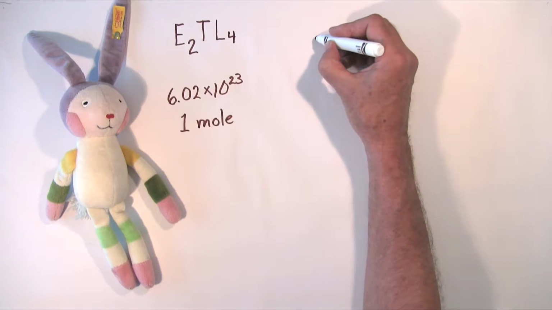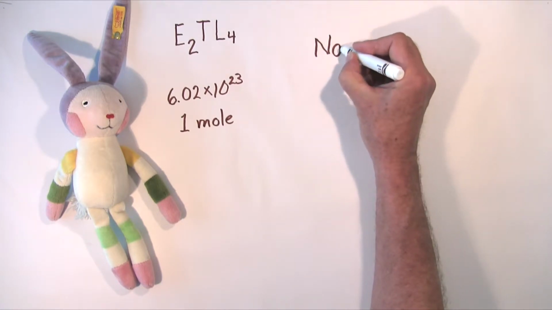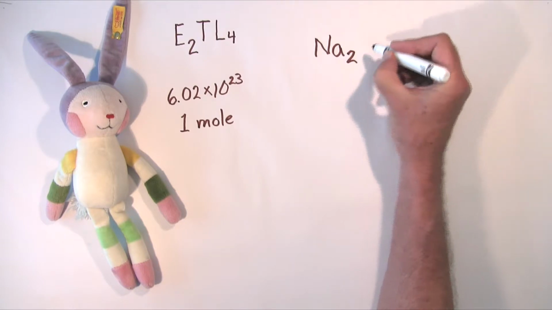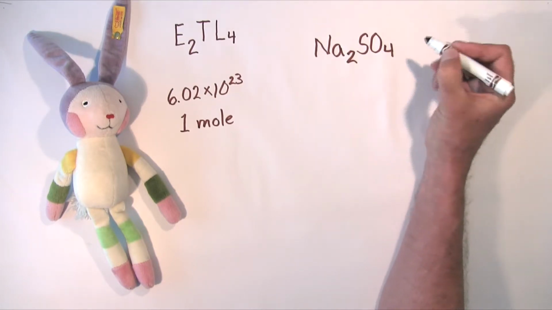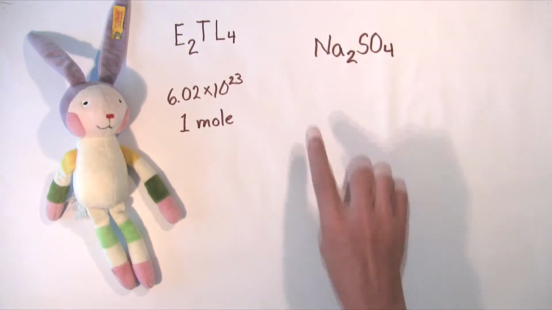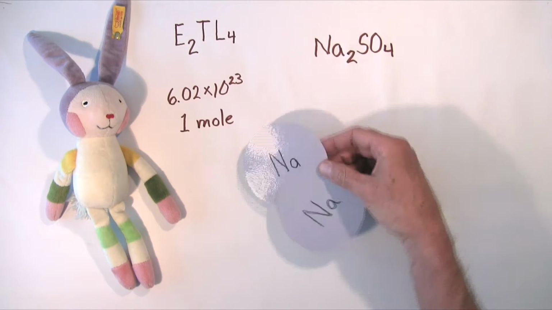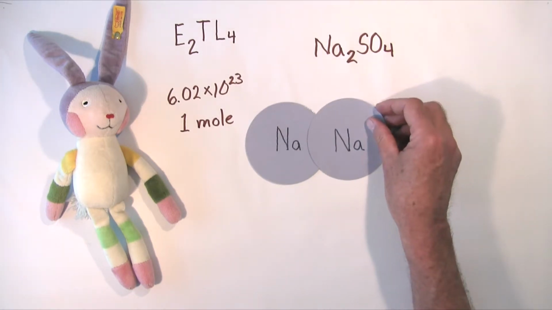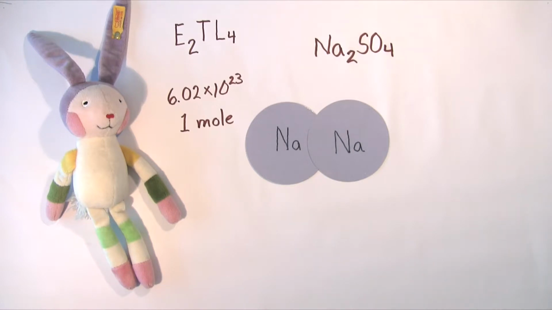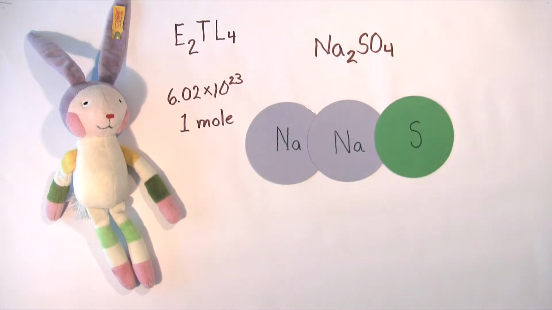So now what about a chemical formula? Let's take a look at sodium sulfate, Na2SO4. Okay, what does this tell us? It tells us that there are 2 sodium atoms making up this molecule. Here's our 2 sodium atoms. There is 1 sulfur. Here's our 1 sulfur.